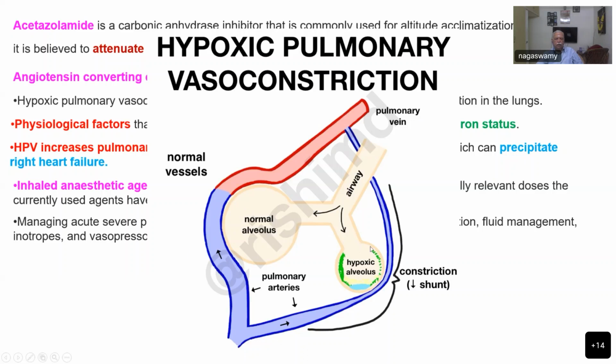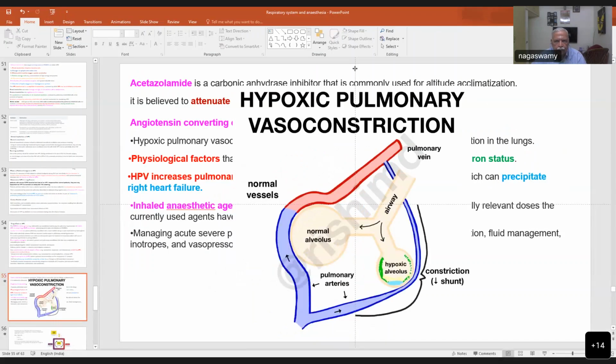Otherwise, what will happen if this reflex is not there? A more volume of deoxygenated blood will go and mix with the pulmonary arterial blood and reduce the saturation, the overall saturation. So this is the simple picture which tells you about the whole process. Okay.